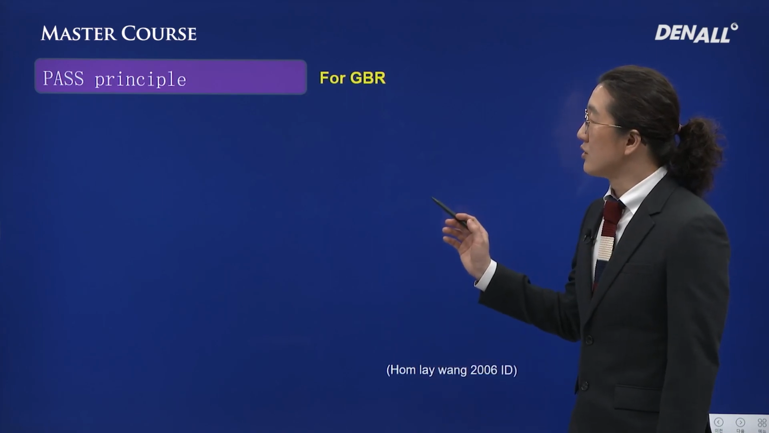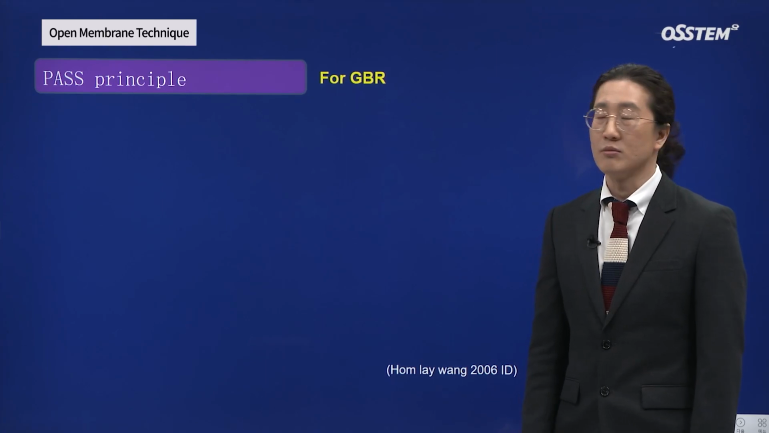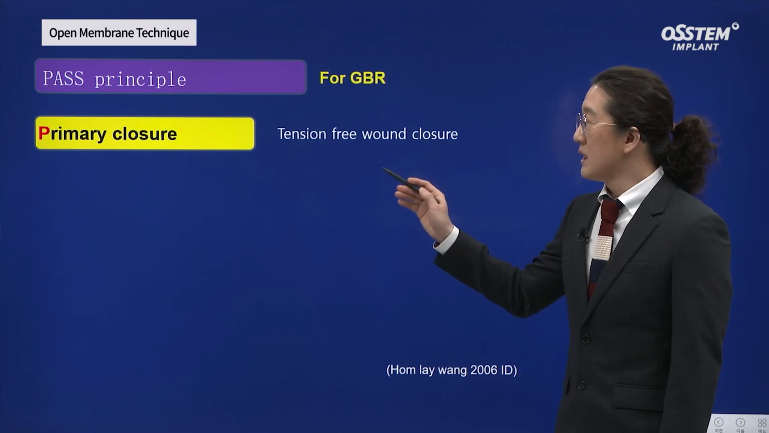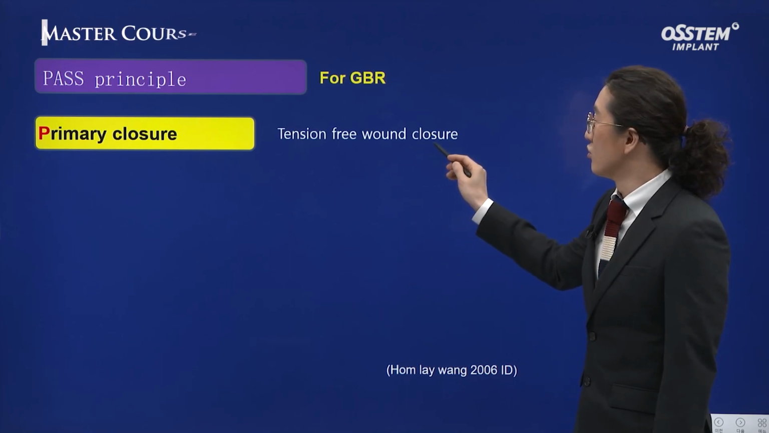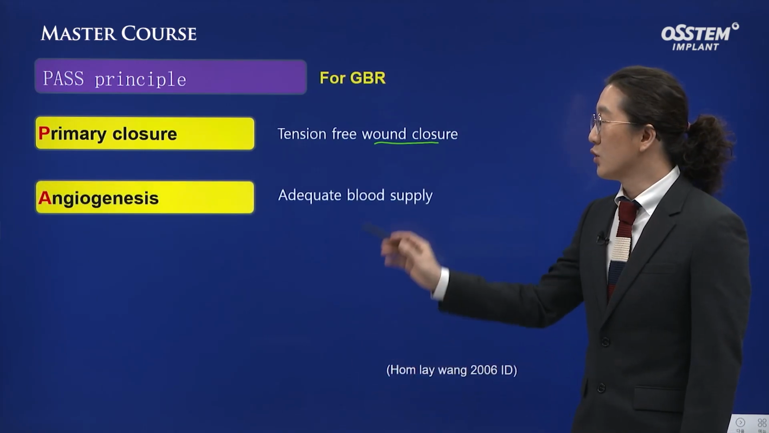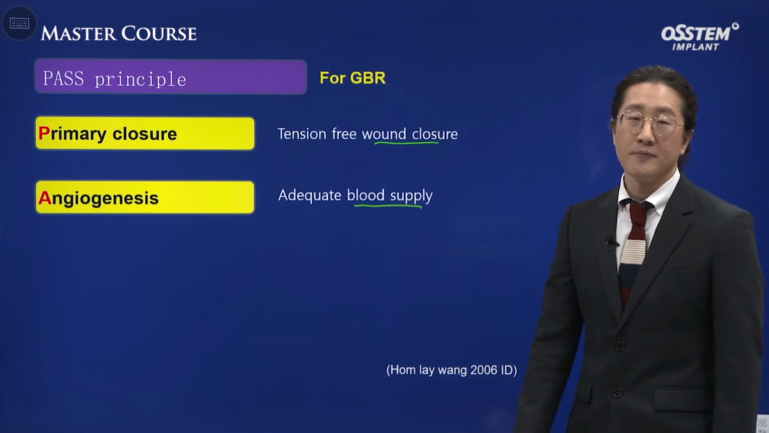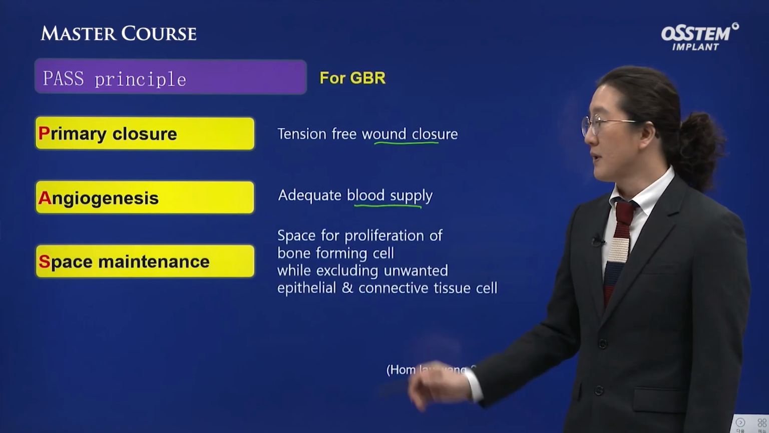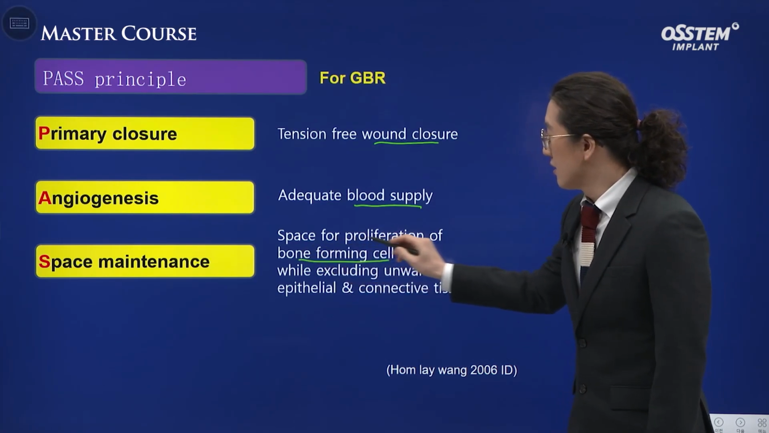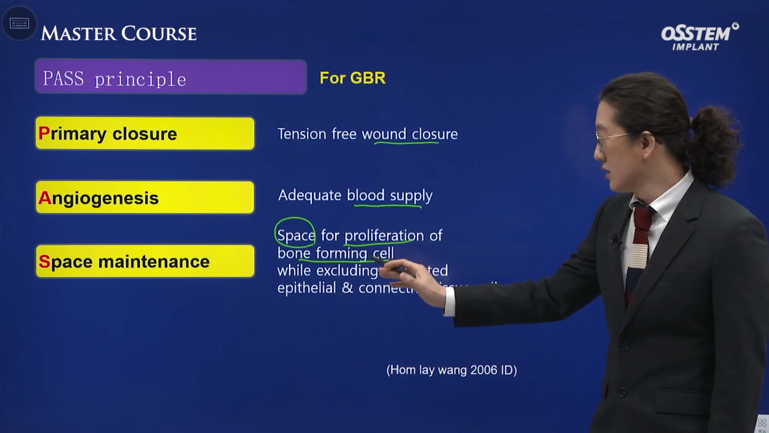We need to stick to four main principles in order to have successful GBR. This is referred to as the PASS principle. P stands for primary closure. This refers to tension-free wound closure. A comes from angiogenesis, or adequate blood supply. S comes from space maintenance. There needs to be space for proliferation of bone-forming cells.